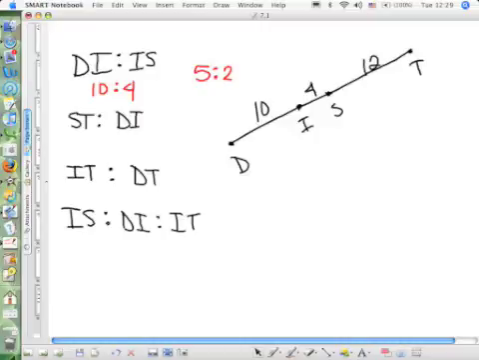All right. Now find the ratio of ST to DI. Remember, it must be in lowest terms. Wait, 10 to 4 is for which one? DI to IS. Next, we're going to look at ST to DI, and Nick says that the ratio is 6 to 5, and he is absolutely correct, because ST has a measure of 12, DI has a measure of 10, and when you reduce this to lowest terms, you get 6 to 5.